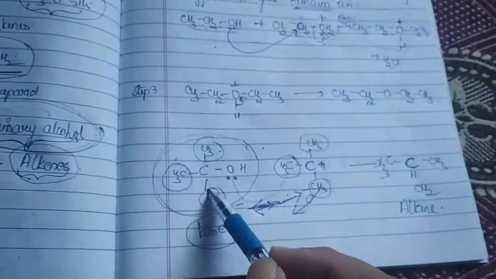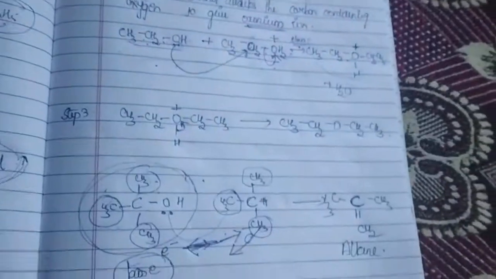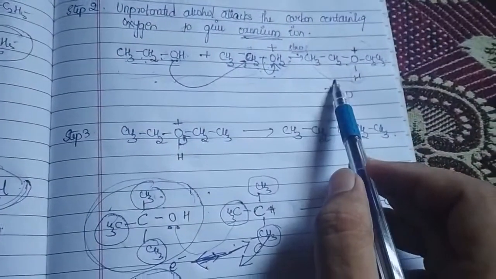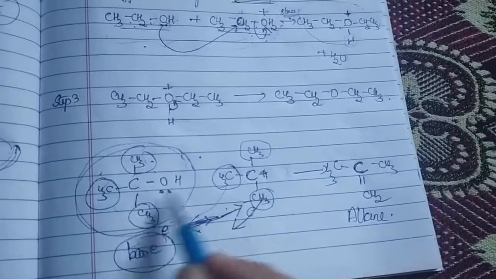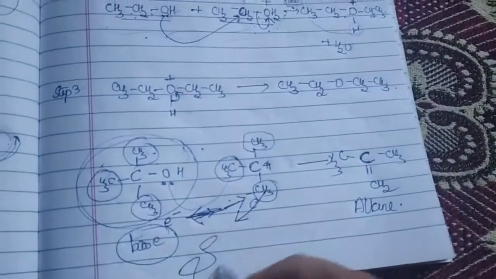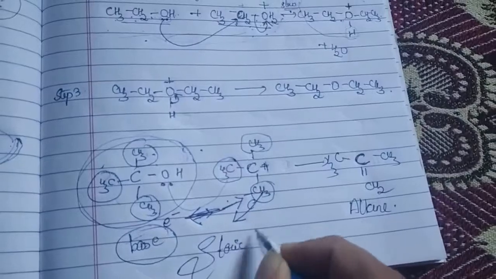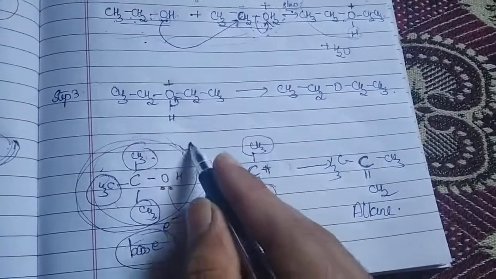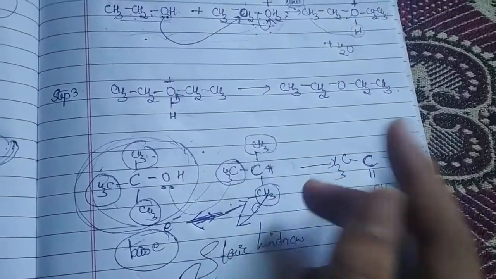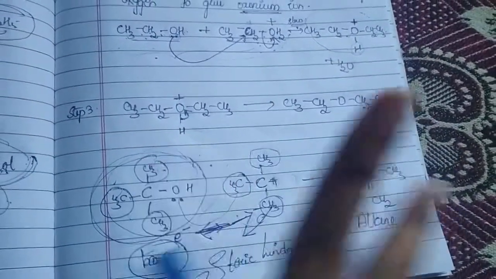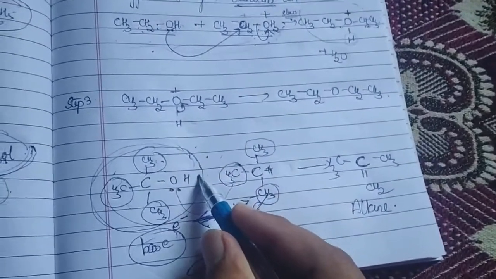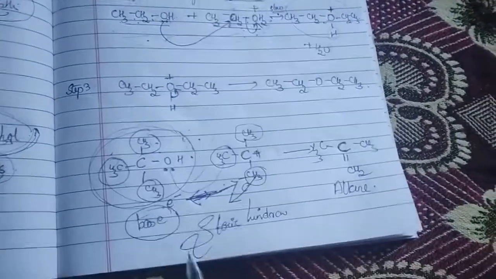But when the same secondary or tertiary alcohol is used in this mechanism, what happens? It will not result in the formation of the oxonium ion. Why? Because of the steric hindrance. You can observe over here, this is also an electron rich species. So what happens? Mutual electron repulsion takes place. So instead of acting as a nucleophile, what will it act as now? It will be acting as a base.